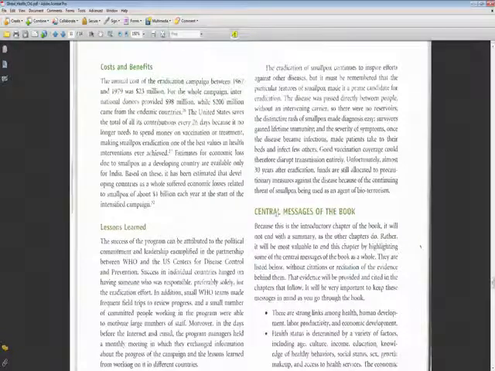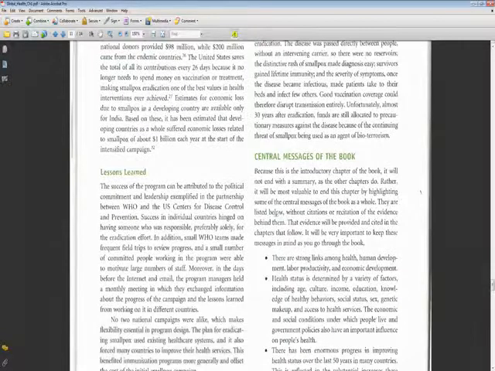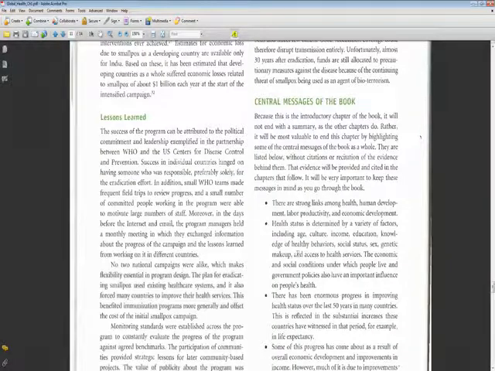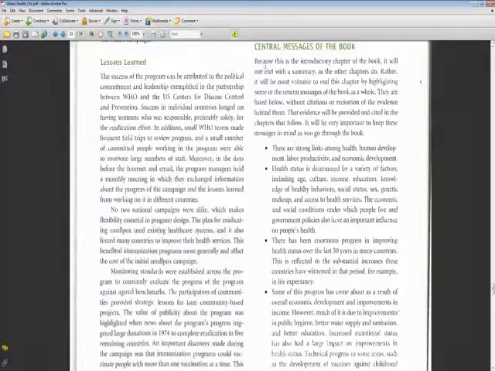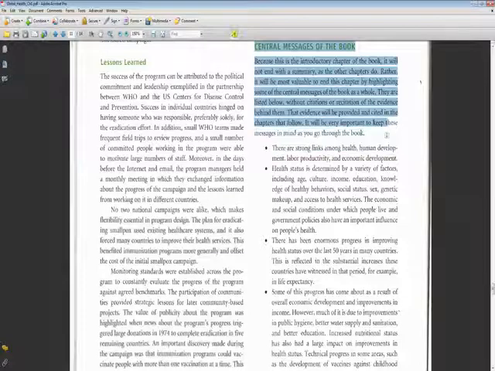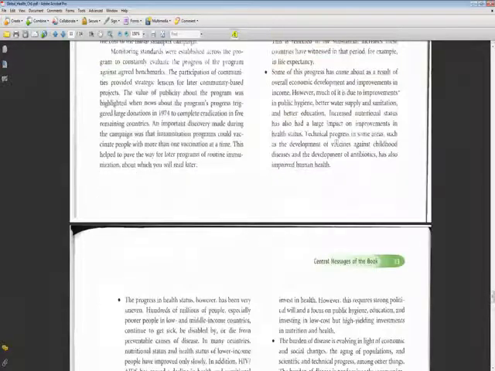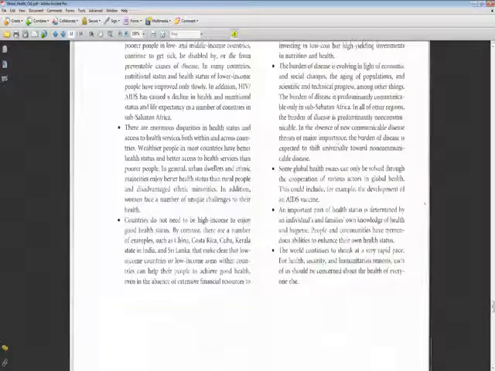And then the chapter closes with central messages from the book. And again, that's the summary that you want to spend some time with. Start here when you skim the book for the first time, or skim the chapter, read these, and you can come back to these at the end. And when you read them after reading the chapter, they should mean a lot more to you.